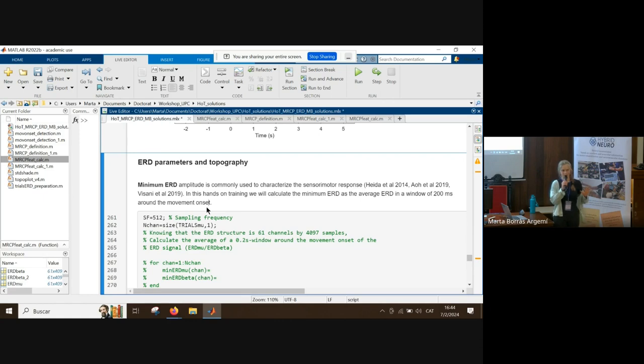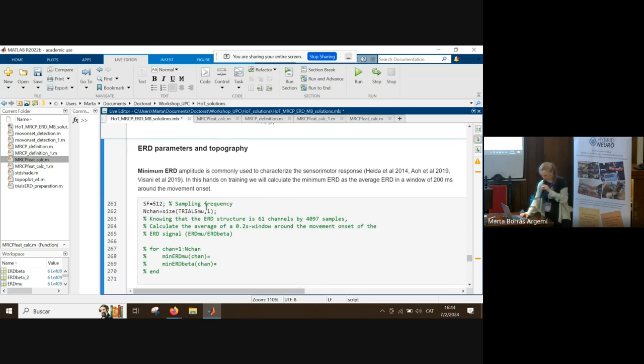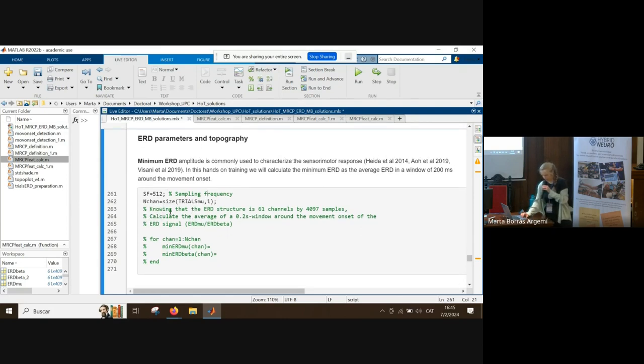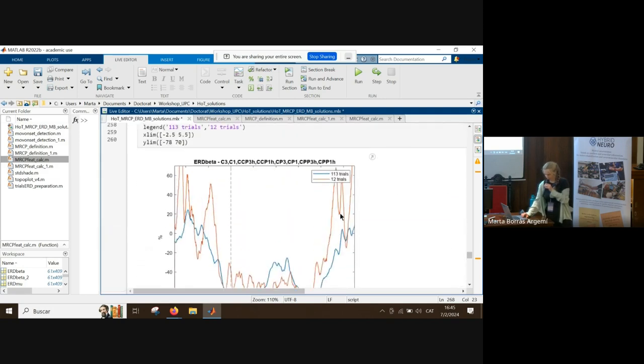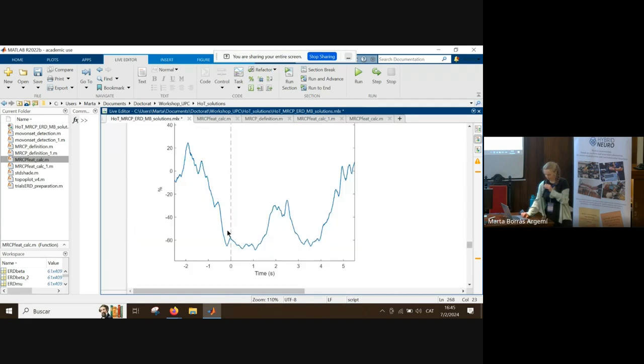So finally, now is the last thing that I want you to do today. So be alert. I want you to calculate the feature that is commonly analyzed in the event-related desynchronization, which is the minimum event-related desynchronization amplitude. And how do we do that? With this ERD structure, we want to calculate the average of a 0.2 seconds window around the movement onset, because we know that the minimum is found around the movement onset.